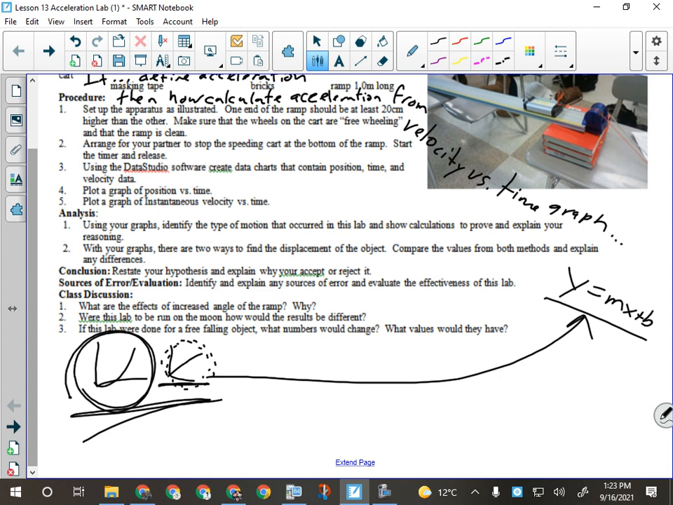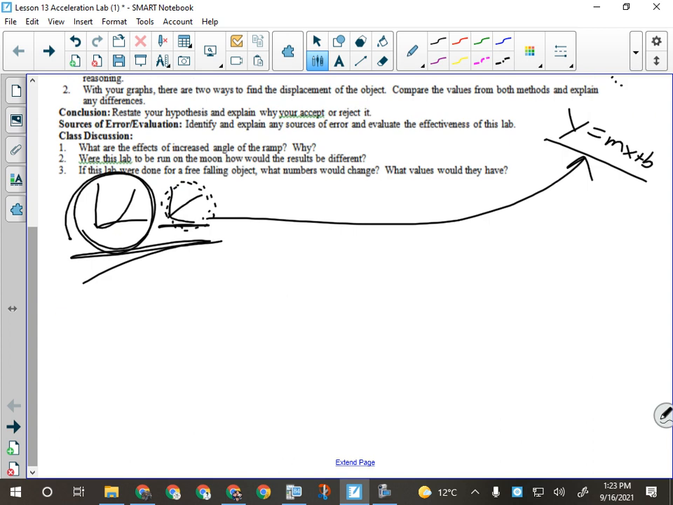For question number two, with your graphs, there are two ways to find the displacement of the object. Compare the values from both methods and explain any differences. On a position versus time graph, so this one here, I should be able to calculate displacement. Usually we calculate displacement like this. And when I have a velocity versus time graph that looks like that, I should be able to calculate the displacement from that graph as well. There's a couple of ways to do it, and either way would be valid.